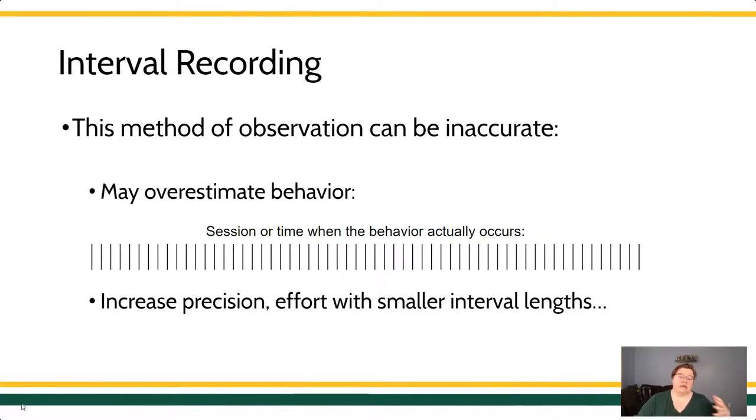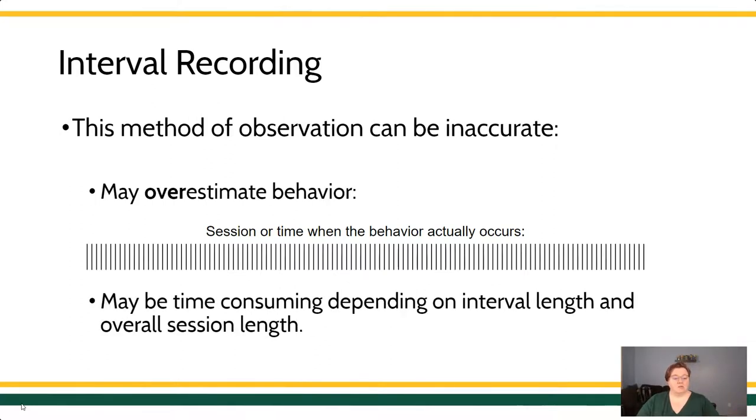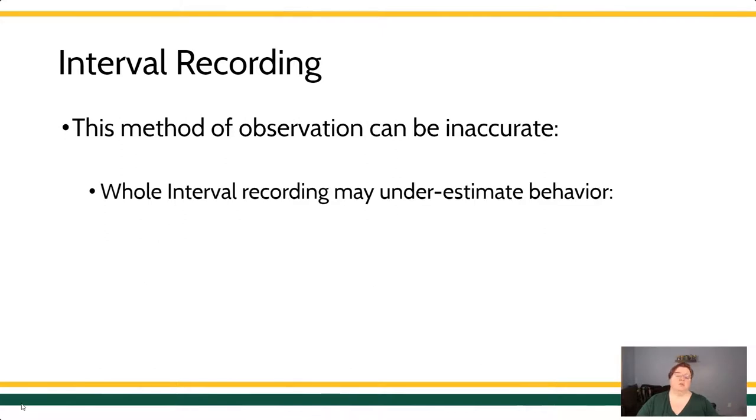When we are deciding on which method of observation to use, we always have to balance the ease of use, or how practical it is for us to use this in clinical practice, versus the accuracy of the data that we're going to get. Now, partial interval recording can overestimate the rate of the behavior or the value of the behavior. It can tell you it's happening more than it actually is, even more than the true value, what we would get if we had a start and stop time. That's a measurement artifact. Whole interval recording can also underestimate the rate of the behavior.